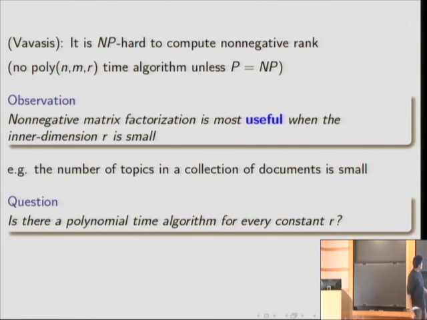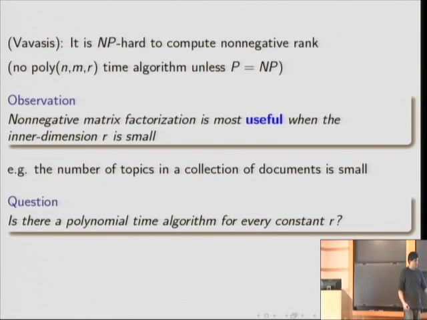And you can now ask, is there a way to sort of get around this hardness result? Maybe, in fact, there's a polynomial time algorithm for computing exactly whether this matrix has non-negative rank at most R, which maybe is just not polynomial in one of the parameters. So it'll be polynomial in n and m and everything else, but it won't be polynomial in R, the number of topics. It'll be exponential in R.